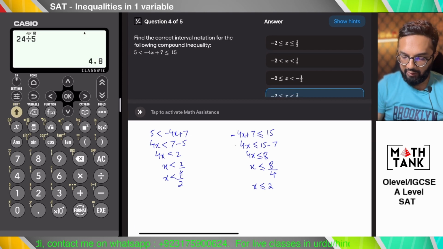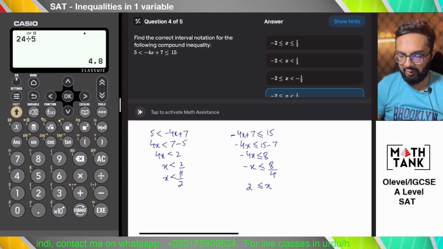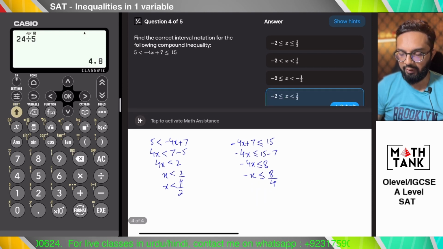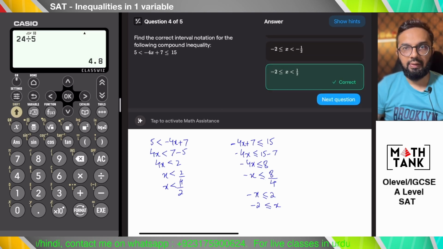This is minus 4x. So all of this is minus x. So when I switch this, x goes on that side and 2 comes up here. I've shifted x and 2 on the opposite side. So x is greater than or equal to minus 2. And let me solve this again for you. Minus x is less than or equal to 2. So minus 2 comes here and x goes there. So x is greater than or equal to minus 2, but less than half. So D is the correct answer.